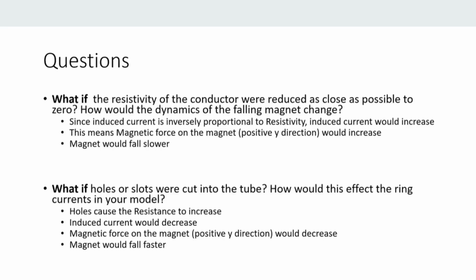Questions: what if the resistivity of the conductor were reduced as close as possible to 0? Since induced current is inversely proportional to resistivity, induced current would increase, so this means the magnetic force on the magnet would increase, so the magnet would fall slower. And if there were holes or slots cut into the tube, the induced current would decrease because we have fewer rings, essentially. Okay, that's the end of my presentation.